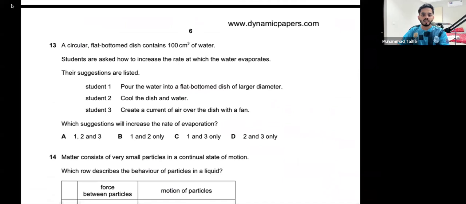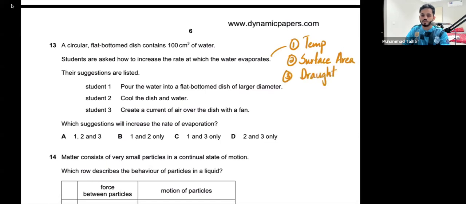13. A circular flat bottom dish contains 100 cm cube of water. Students are asked how to increase the rate at which the water evaporates. You know, there are three factors which really affect the rate of evaporation, which is the temperature, the surface area, and the movement of wind, or what you may also call draught, over the liquid surface. So pouring the water out into a large flat bottom dish of larger diameter exposes more area. So 1 is definitely correct.